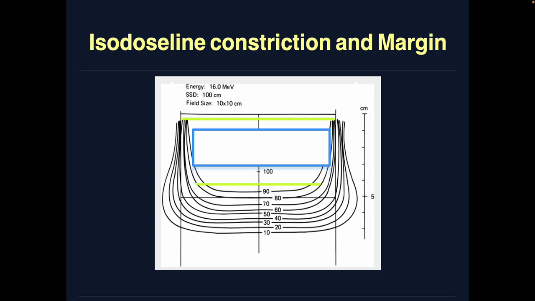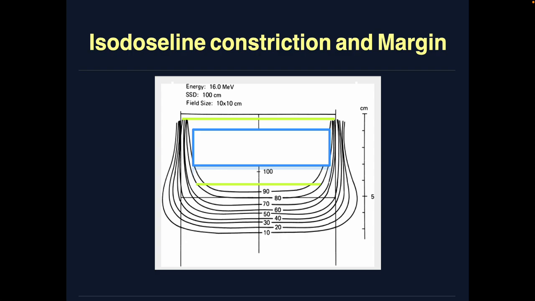And please don't say there is a penumbra. I don't know where the penumbra is here. The 90% isodose line constricts, the 80% isodose line constricts, the 100% isodose line constricts at depth.